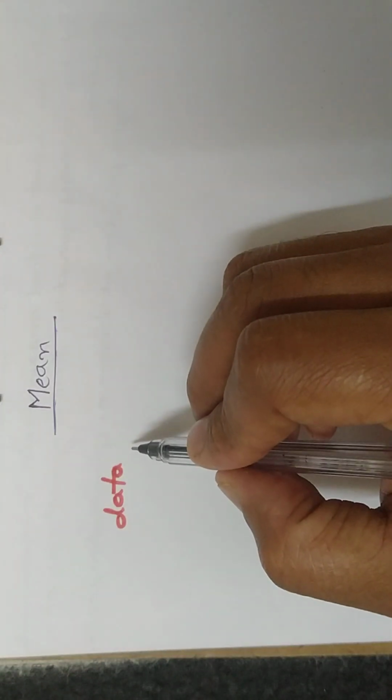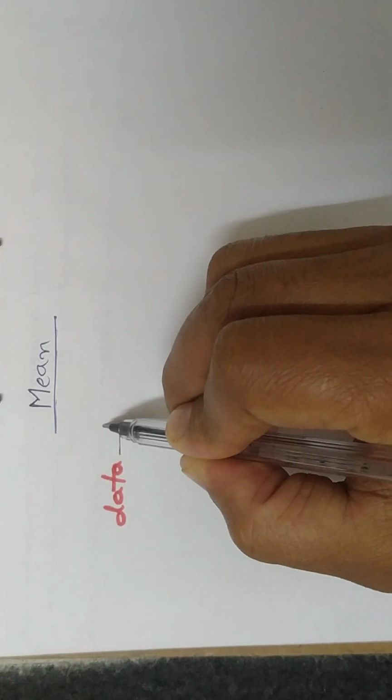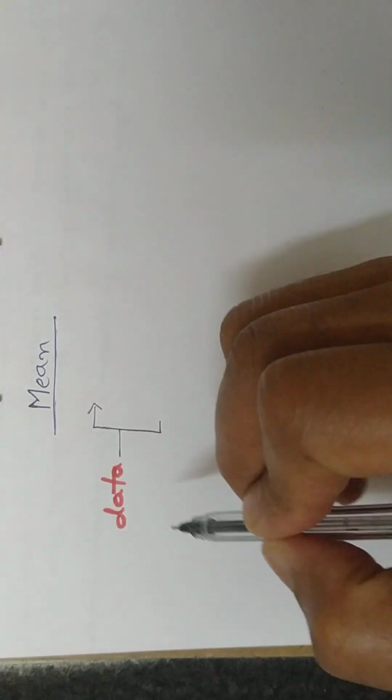Before starting the mean, we will learn about the types of data. It is very important for learning of statistics. First, we need to understand the types of data. Students, basically, data is data. We have two types of data. Clear? We have two types of data.